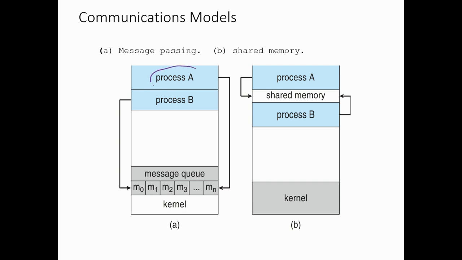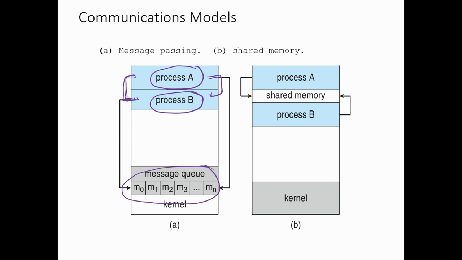Let's take process A and process B, which are supposed to communicate with each other. They communicate in such a way that there should be a pathway between process A and process B. So there should be a message passing gateway between process A and process B, right? That's going to be my message queue, which contains messages M0 to Mn.